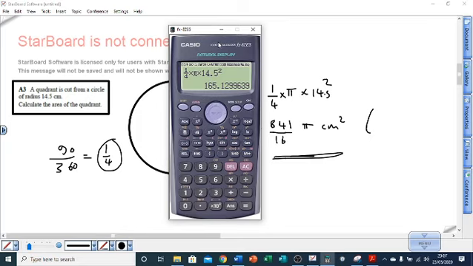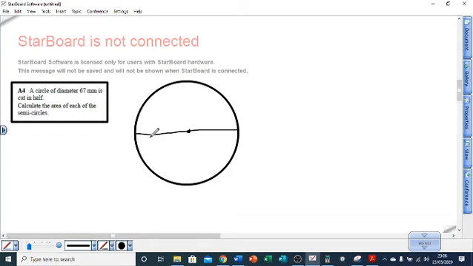So again, we've got a full circle, and a semicircle is simply half the circle. It says the diameter, so this entire length here is 67 millimeters. And it says calculate the area of each of the semicircles, so we've got to work out the area of just one of these.